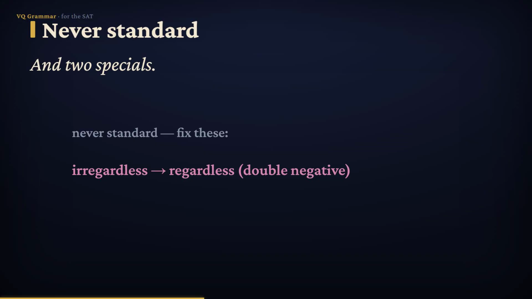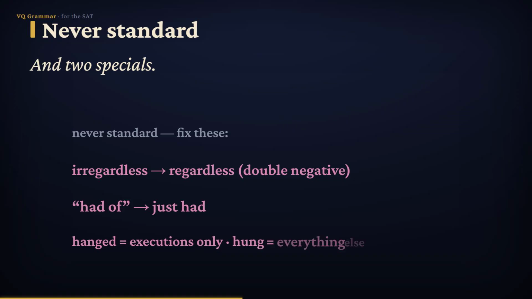Finally, a few specials. Irregardless is not a word. The prefix and the suffix are both negative, so just say regardless. After a subject, use only had with a past participle, never had of. So, I wish you had written, not had of written. And the past tense of hang. Use hanged only for executions, and hung for everything else. We hung the picture, but the outlaw was hanged.